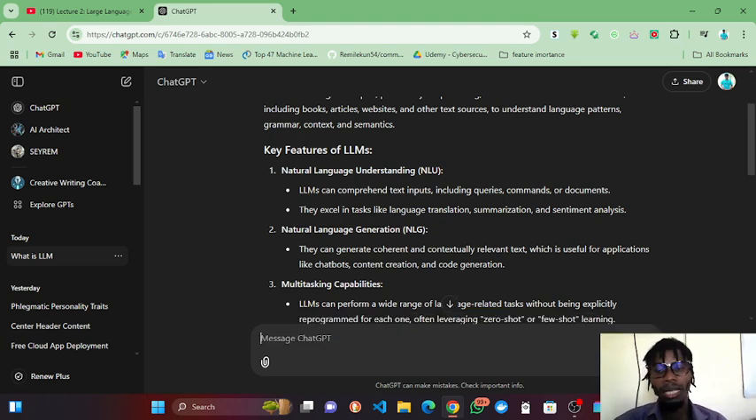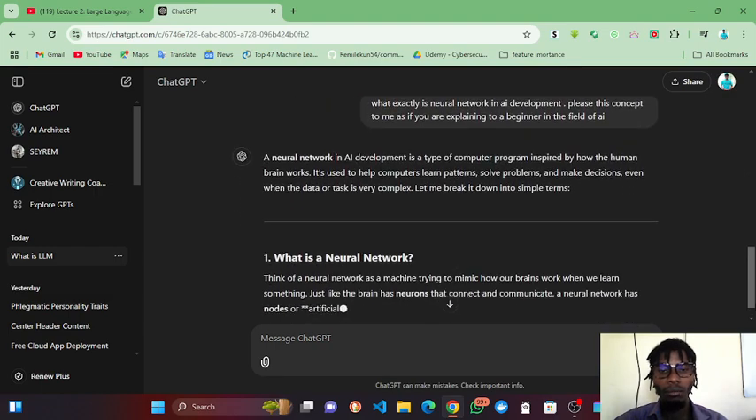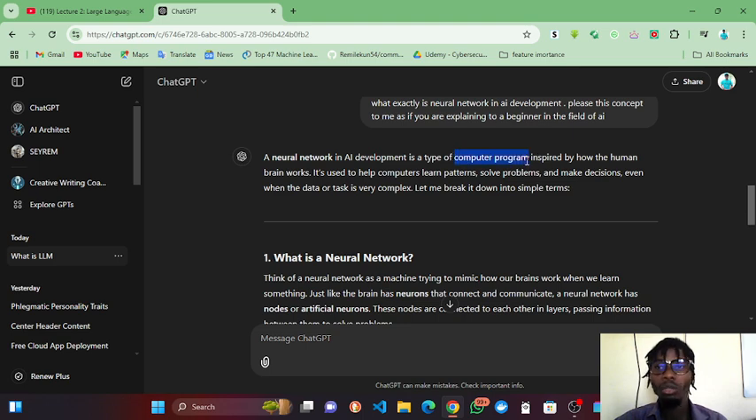So it is important that you know what a neural network is, so you will get to understand what the doctor is saying. So let's start from here. It says that a neural network in AI development is a what? Is a computer program. Can you see? It's first a what? A computer program. So it's software. It's a computer program which got its inspiration from how human brains work.